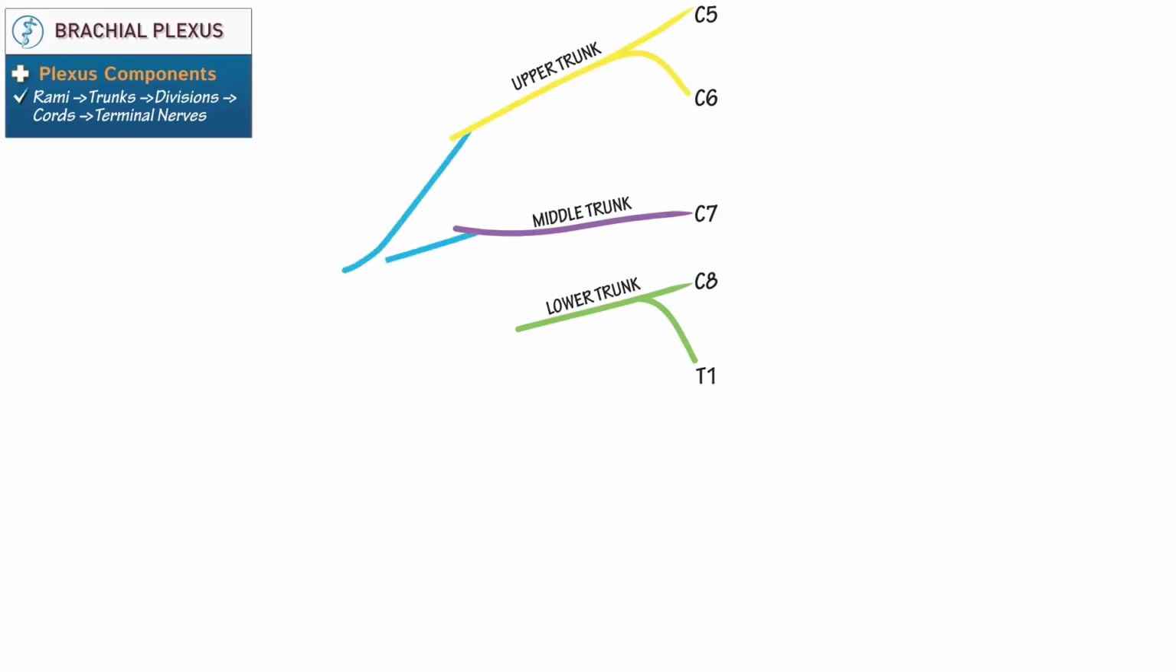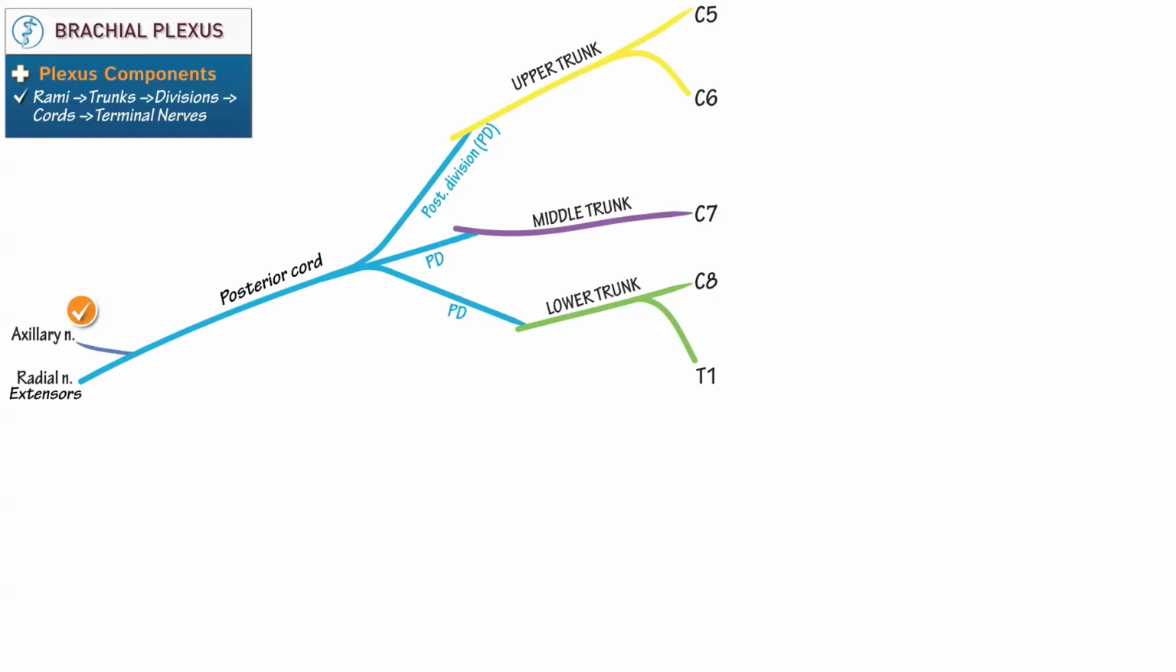The posterior divisions all join to form the posterior cord, which forms the radial nerve. Indicate that it innervates extensor musculature. And also show that the posterior cord forms the axillary nerve. It's responsible for shoulder abduction most notably.